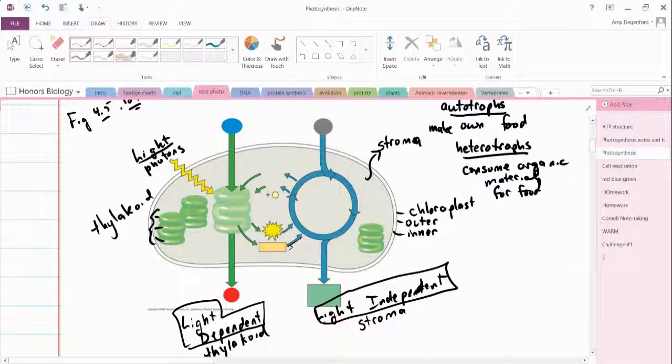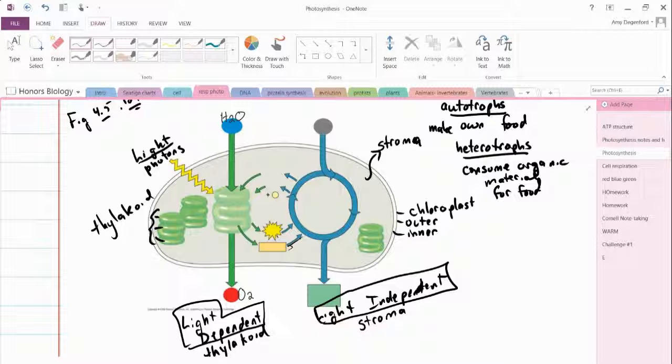Now the blue is going to be water. And the water is going to be very important because that's going to be where we get our oxygen. Now, oxygen to the plant is just waste. It's just a wasteful product. But for us, of course, that's very important. So plants are producing the oxygen as the waste.